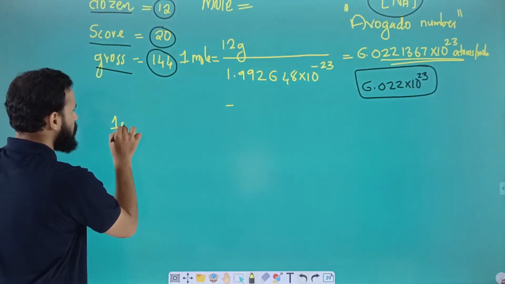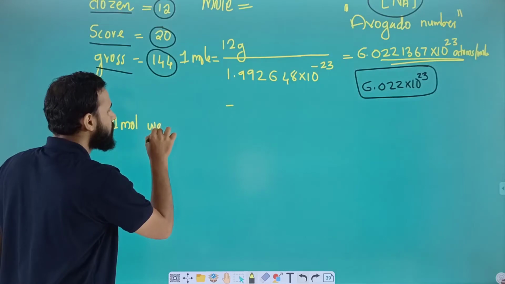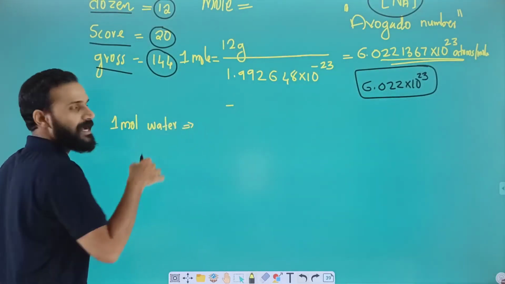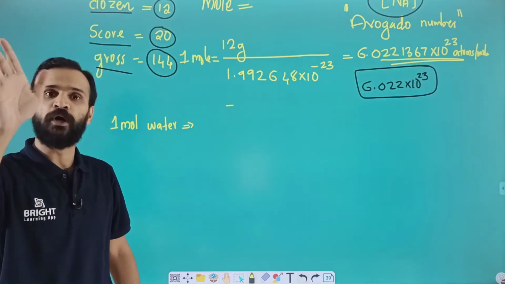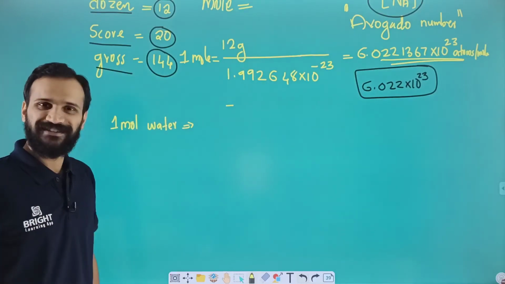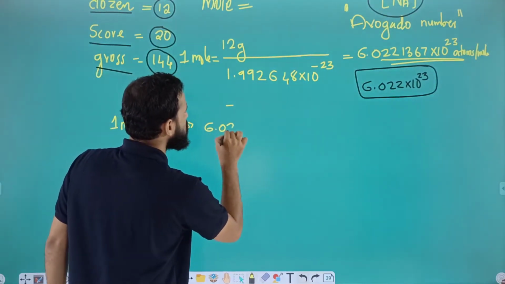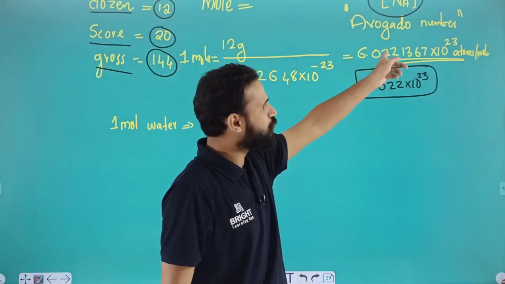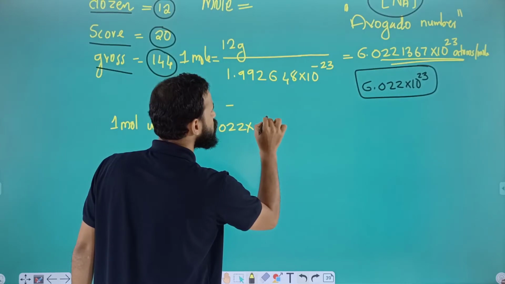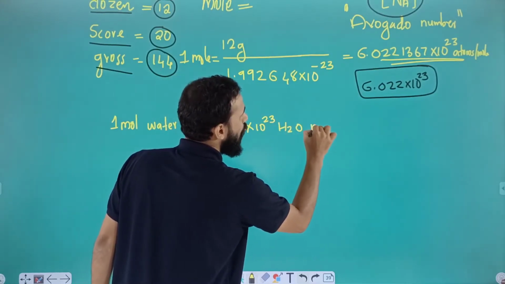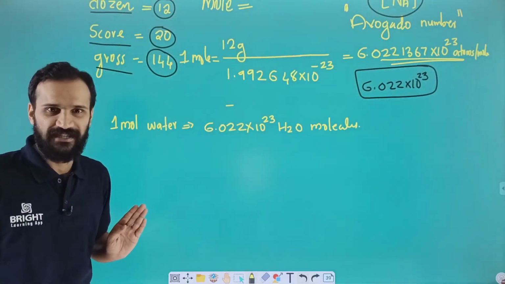Suppose I am taking 1 mole of water. Let me ask how many water molecules, H2O molecules, will be present in 1 mole of water. Very simple. 1 mole represents 6.022 × 10^23, completely 6.0221367 × 10^23, but for simple calculation, 6.022 × 10^23 H2O molecules will be present in this. Have you cleared this?